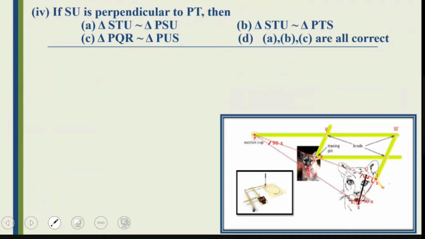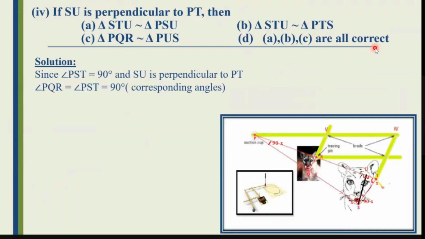I take the third one, PQR. In PQR, one angle is 90, one angle is 90 minus x. I take PUS. One angle is 90, one angle is x, one angle is 90 minus x. So again, all three of them are similar. So my answer is A, B, C are all correct.